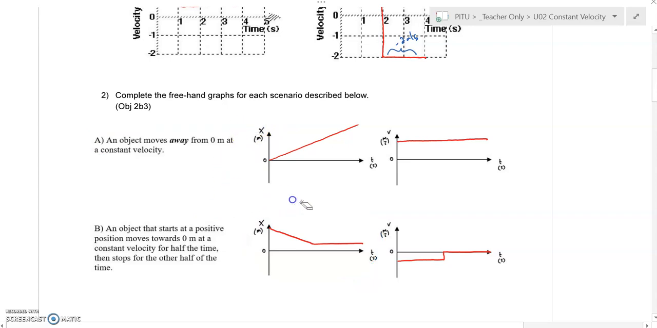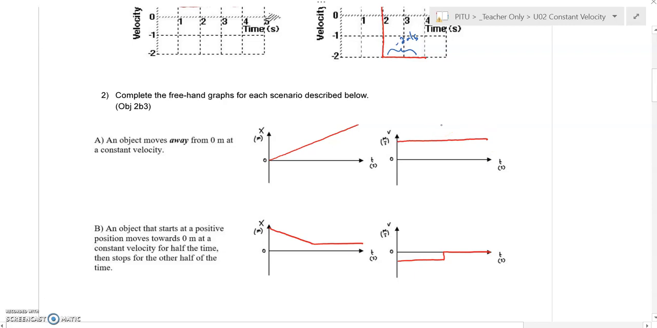So the first one says that an object moves away from 0 meters at a constant velocity. So we start at 0, it's moving away from us at a constant velocity, meaning this line is a straight line. And whatever this slope is, it's a positive number, it results in this velocity time graph on the right-hand side there.